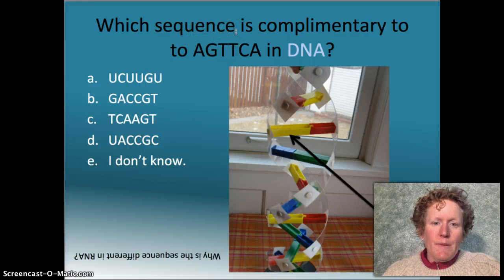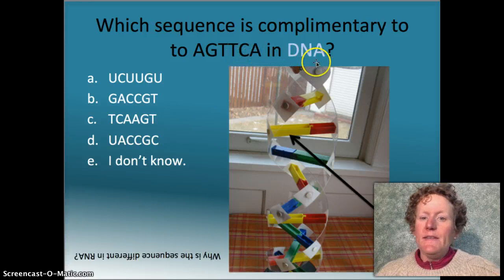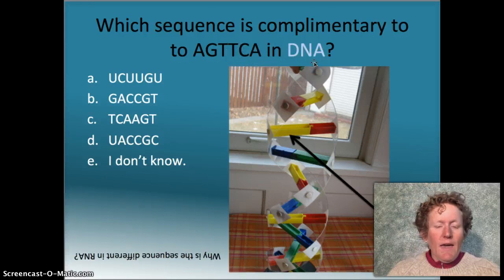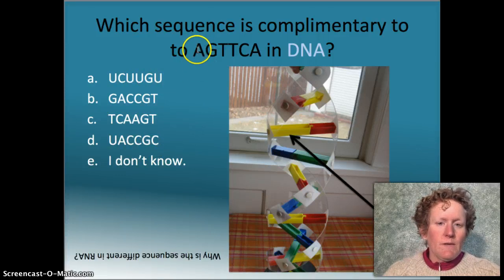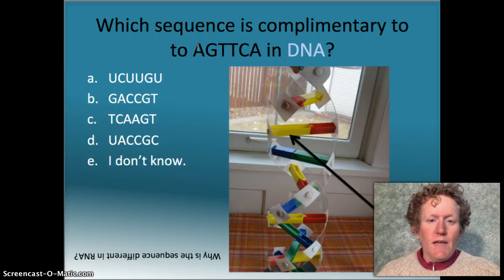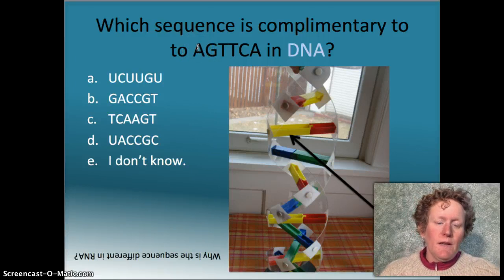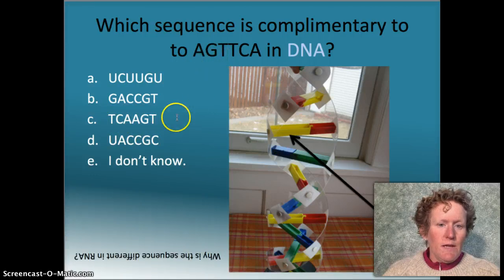Which sequence is complementary to AGTTCA in DNA? Remember, DNA has thymine, not uracil. So any answer with a U in it is automatically ruled out because we're talking about DNA. The answer should start with a T because we remember GCAT, G-C-A-T, that reminds us that G goes with C and A goes with T. So the first one should be a T. The second one is correct because G goes with C, and C is the correct answer.